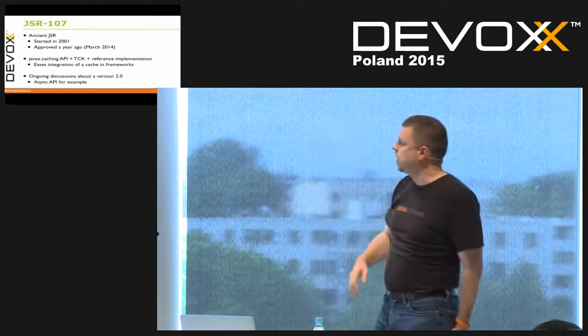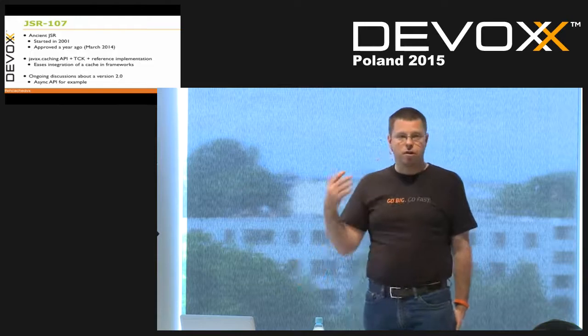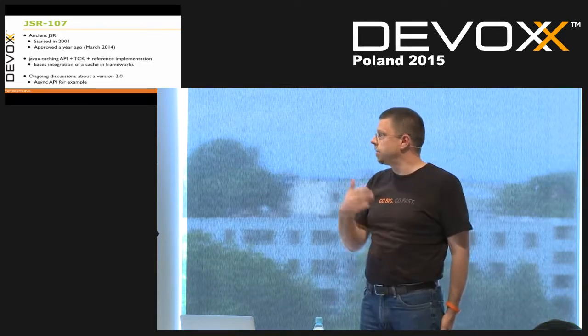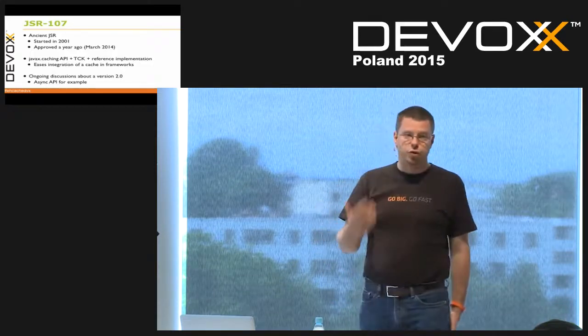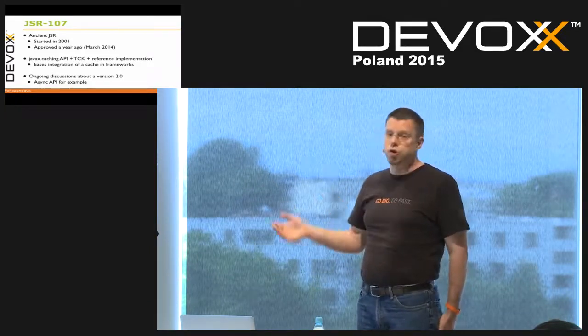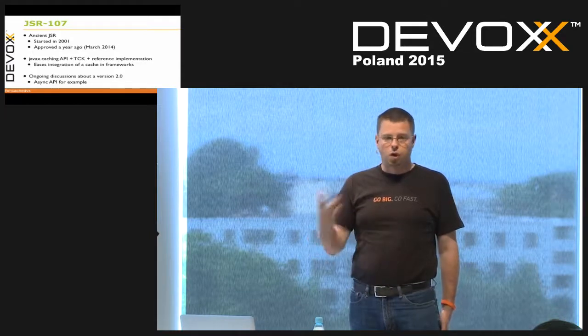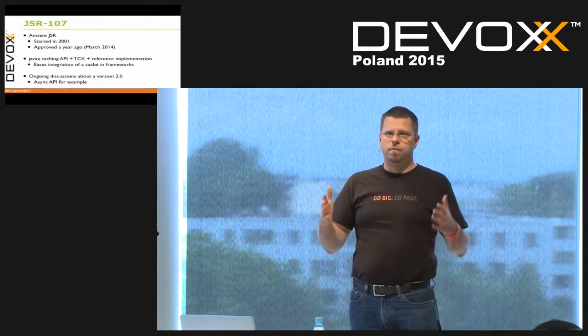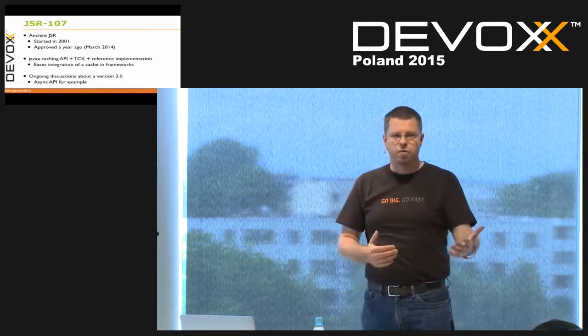And if you follow the mailing list, you'll see that there are ongoing discussions, either on the mailing list or on GitHub, actually, about a version 2. And one of the things that's considered for version 2 is potentially an async API, which would allow you to do caching operations, but not wait for the result.